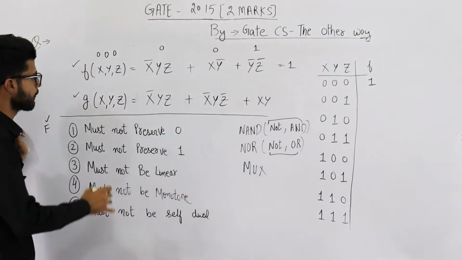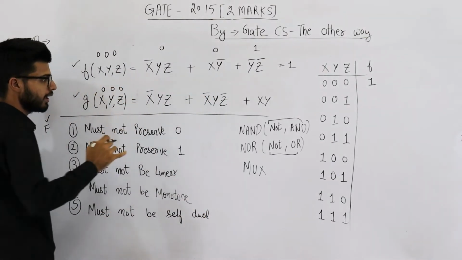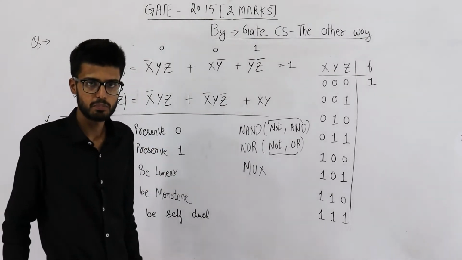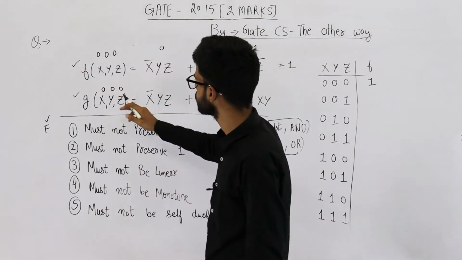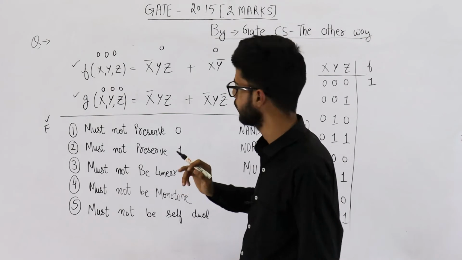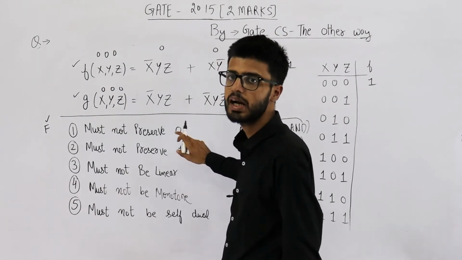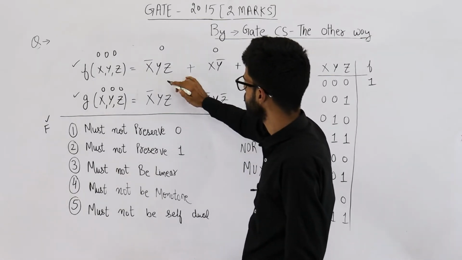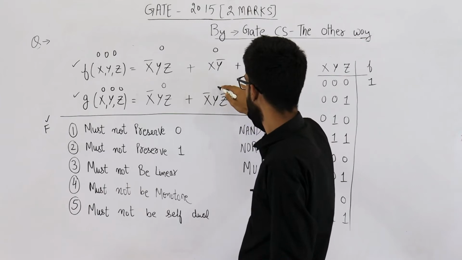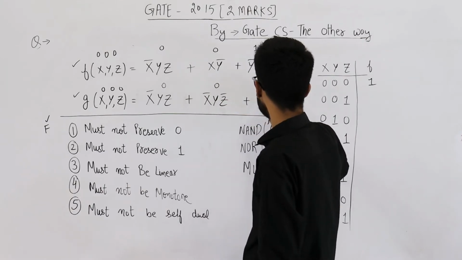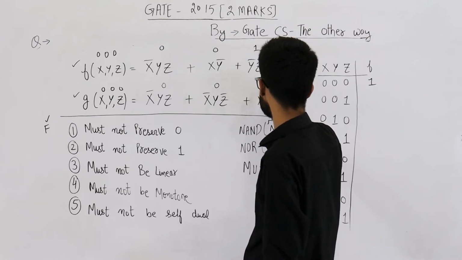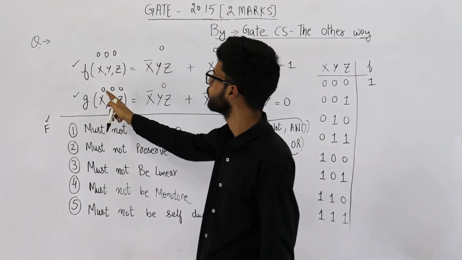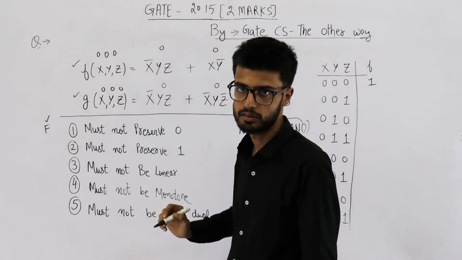Now let's check for g. Input is 0, 0, 0. If g outputs 1, we will say it does not preserve 0 and the first property will be satisfied. But if on input 0, 0, 0, it outputs a 0, we will say it preserves 0 and the first property is not satisfied. So you can see this one will be 0. Here you have y. So this will be 0. Both of them are not complemented. So this one will also be 0. That means the output of this function is 0 on the input 0, 0, 0. So it preserves 0.